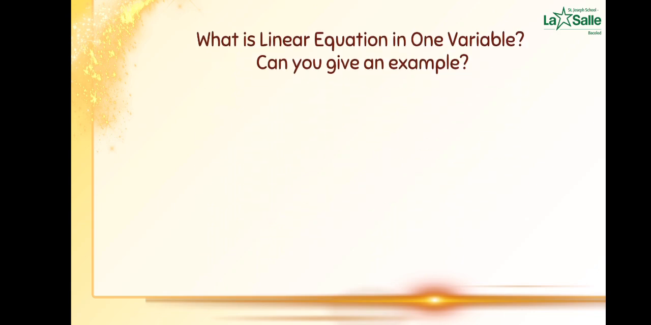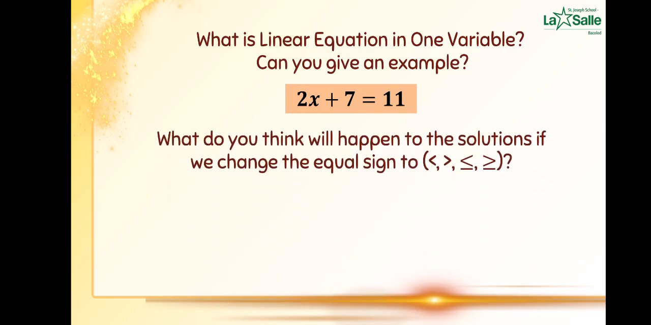So what is a linear equation in one variable? Can you give an example? An example is 2x + 7 = 11. What do you think will happen to the solutions if we change the equal sign to less than, greater than, less than or equal to, and greater than or equal to? So it becomes 2x + 7 ≤ 11.